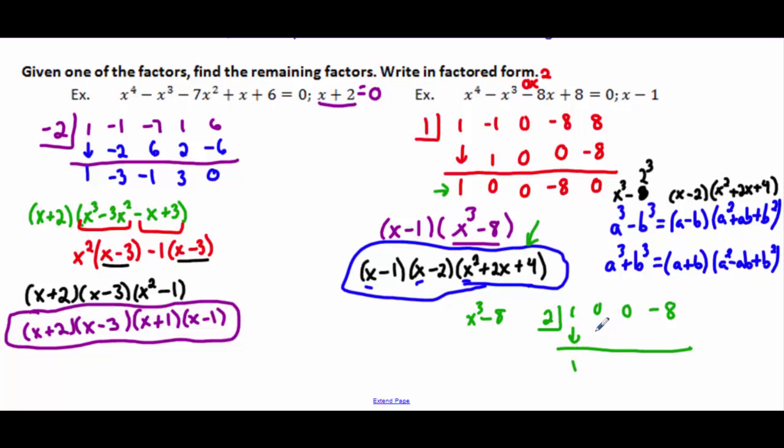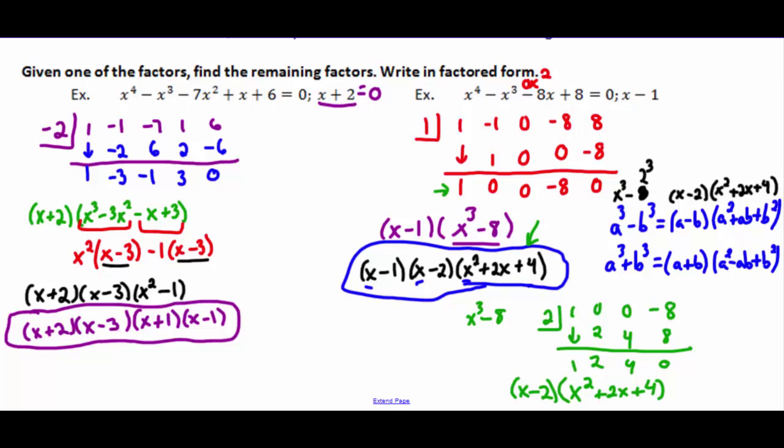So 1, 2, 4. See, it gives us x squared plus 2x plus 4. And so what we're doing when we divide 2 in is we're saying that x minus 2 was a factor with x squared plus 2x plus 4. So that's how we would go about something like that.